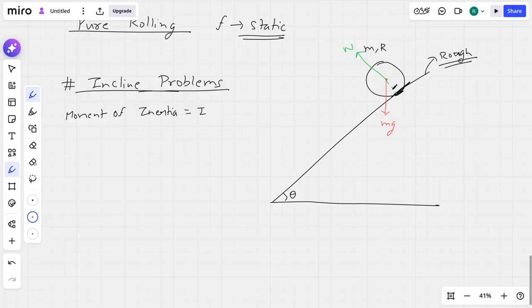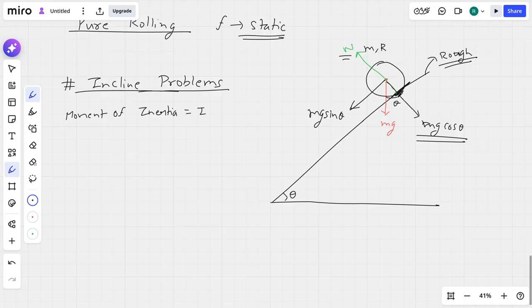So we can resolve this mg into two components. One is normal to the incline, where this angle is theta. This is mg cos theta, and this is mg sin theta. Now mg cos theta and the normal force will balance each other, so they will not produce any acceleration in this body.